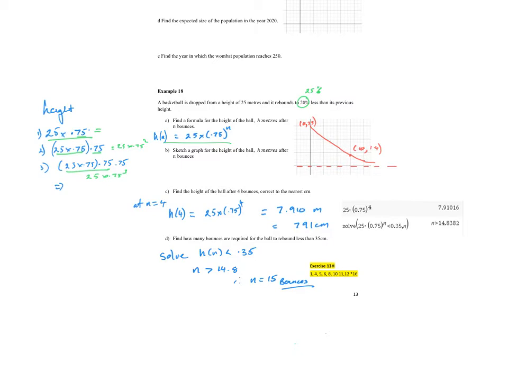So now if we want to do a quick graph, well, we've got an exponential graph. The height of the ball at the start is at 25 meters. And as it goes on, as the number of bounces increase, the height is decreasing. So we've got a decreasing exponential graph.